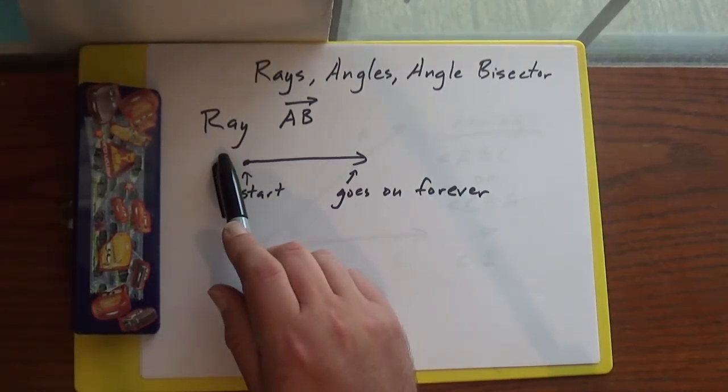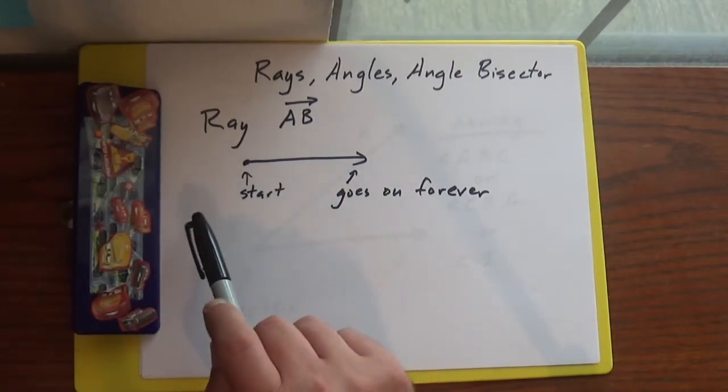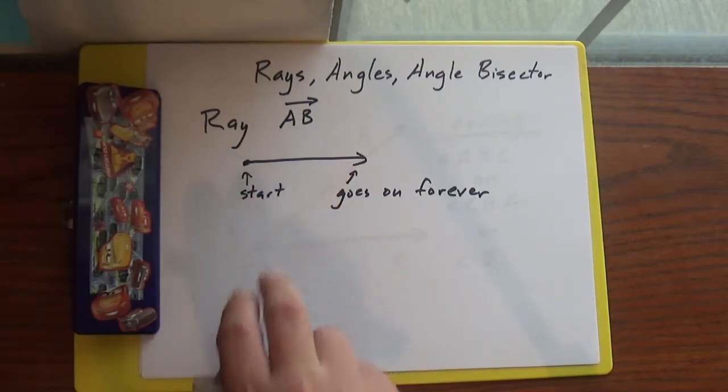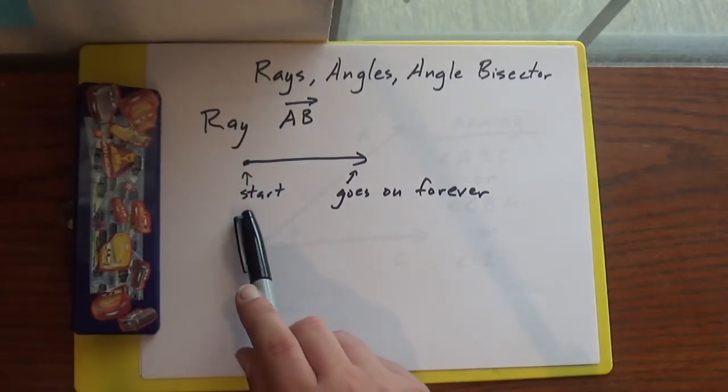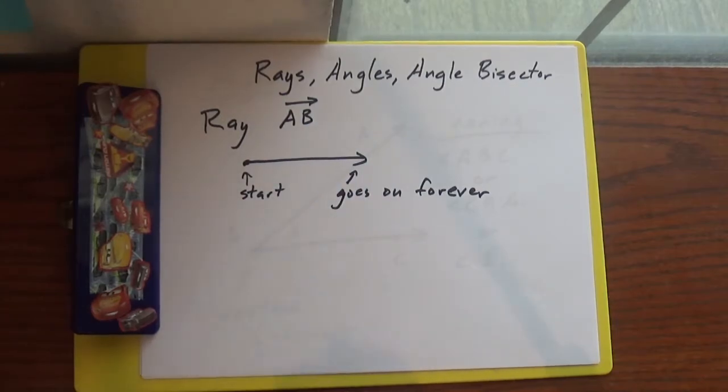First, we're going to talk about a ray. A line goes on forever both ways. A segment starts and stops. A ray has a starting point and then goes on forever from there.